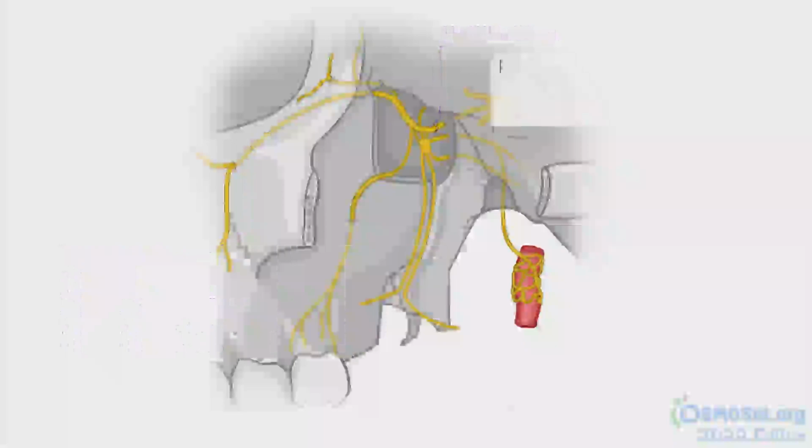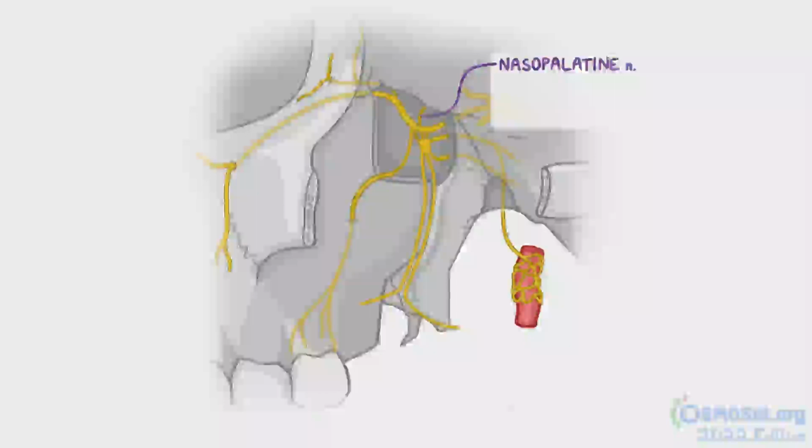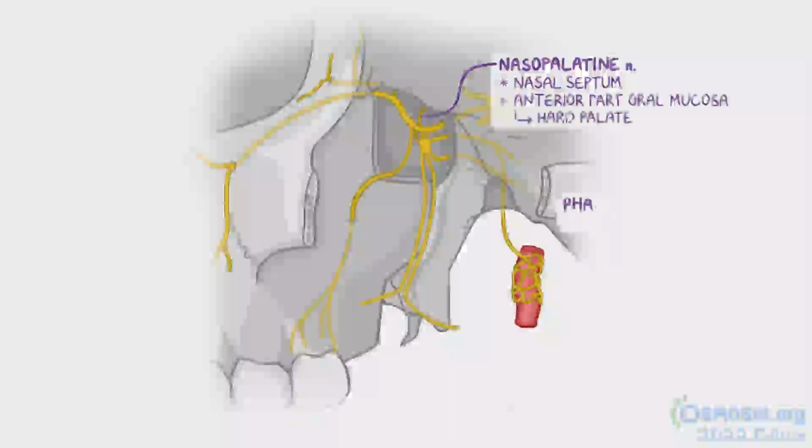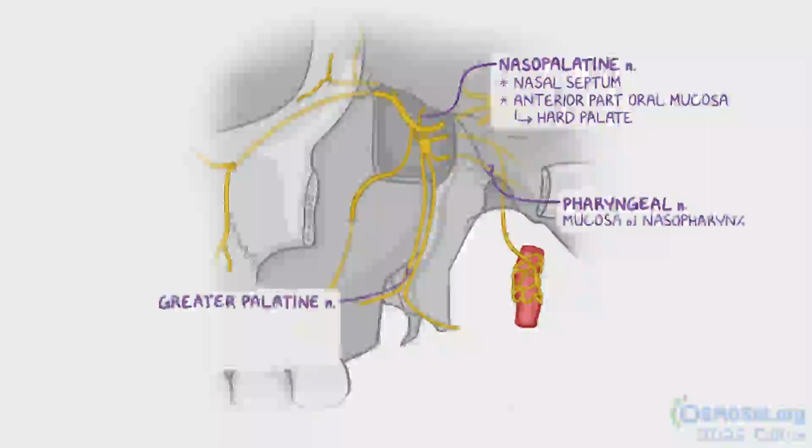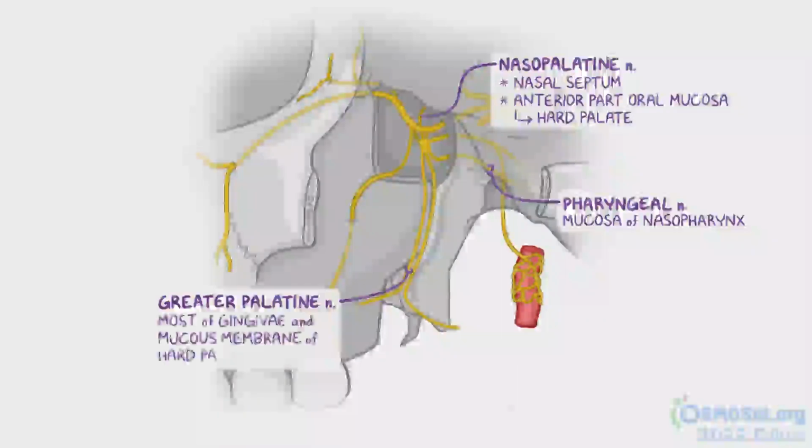The next branch is the nasopalatine nerve, which travels through the sphenopalatine foramen to enter the nasal cavity. It runs across the nasal septum to the incisive canal, where it then enters the roof of the oral cavity. It supplies the nasal septum and the anterior part of the oral mucosa of the hard palate. Next is the pharyngeal nerve, which passes posteriorly to supply the mucosa of the nasopharynx. Finally, the greater palatine nerve and lesser palatine nerve follow their associated arteries. The greater palatine nerve supplies most of the gingivae and mucous membrane of the hard palate, whereas the lesser palatine nerve supplies the soft palate.